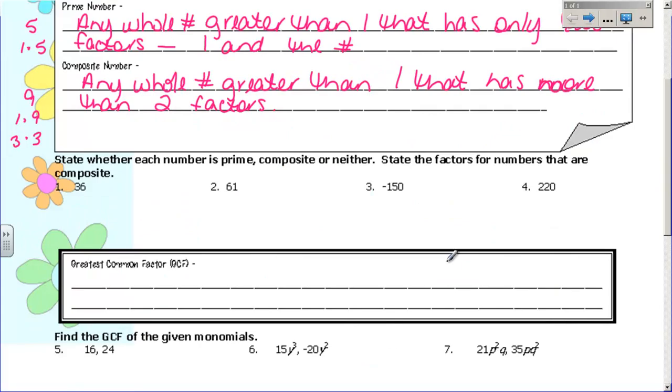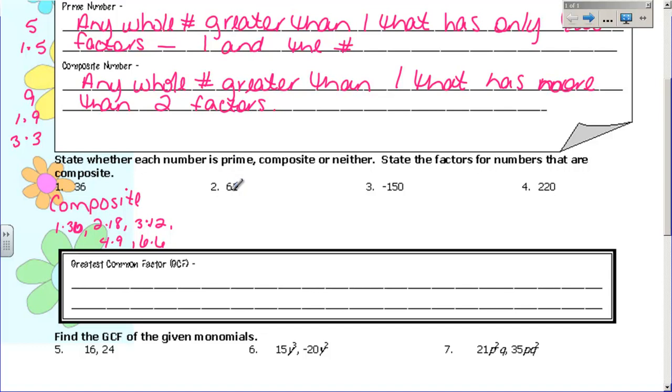So our first set of examples is we're just going to determine if these numbers are prime, composite, or neither. And then if it is composite, we're just going to name its factors. So the first one, 36. 36 is a composite number, and the reason it is composite is because it has more than 2 factors. All the factors of 36, there's 1 times 36, there's 2 times 18, there's 3 times 12, there's 4 times 9, and there is 6 times 6. Those are all the factors of 36. Clearly it has more than 2, which makes it composite.